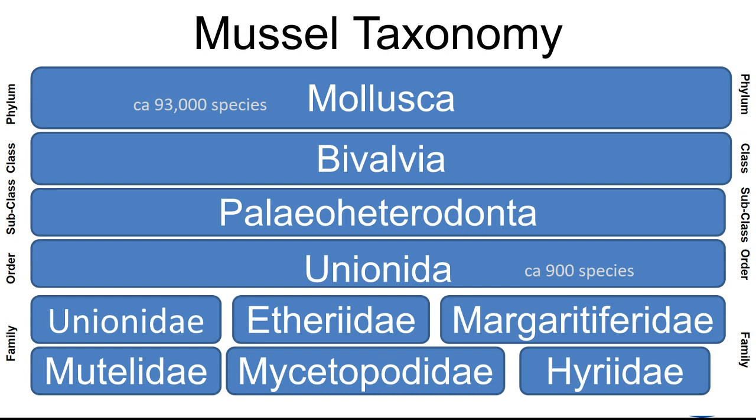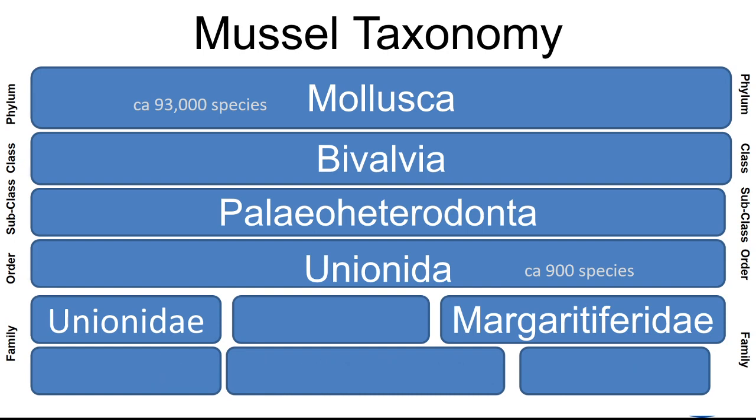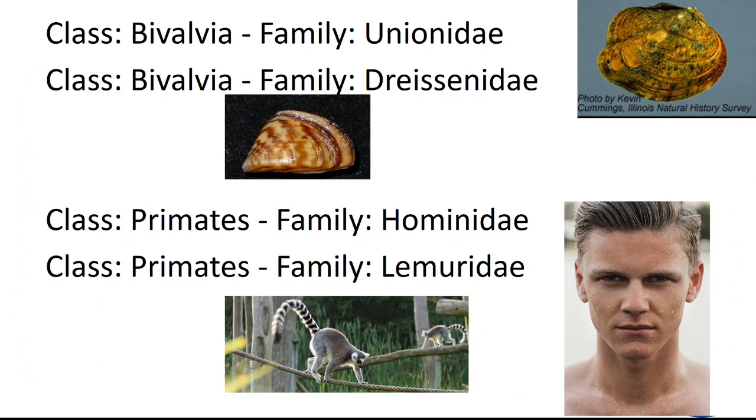In the order, there are about 900 species, and we're going to focus on two families that are present in North America and Europe, the Unionidae and the Margaritiferidae. Mostly the Unionidae, that's where most of the North American species come from.